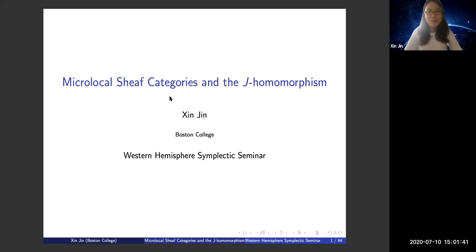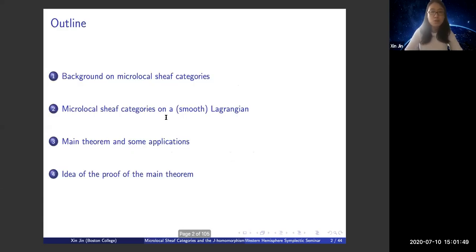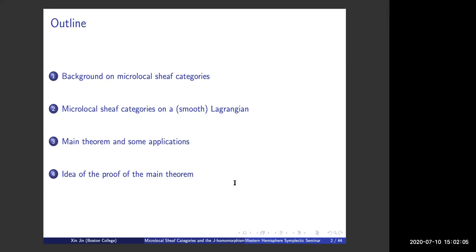The topic is microlocal sheaf categories and the J-homomorphism. One goal is to show some results on microlocal sheaf categories over a general coefficient ring, like ring spectra, and then it's naturally connected to stable homotopy theory. And another goal is to show some applications. So here is the outline.